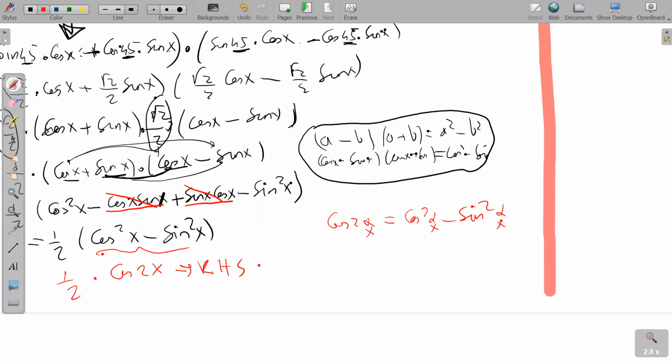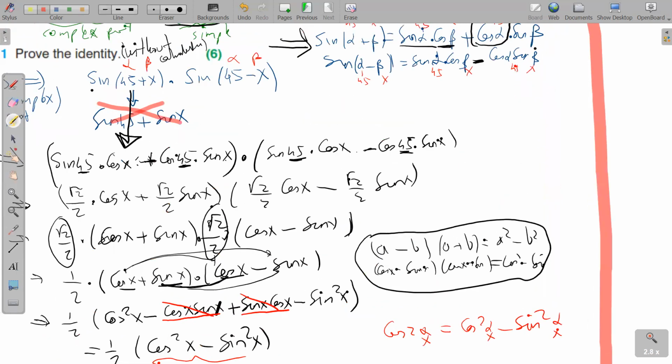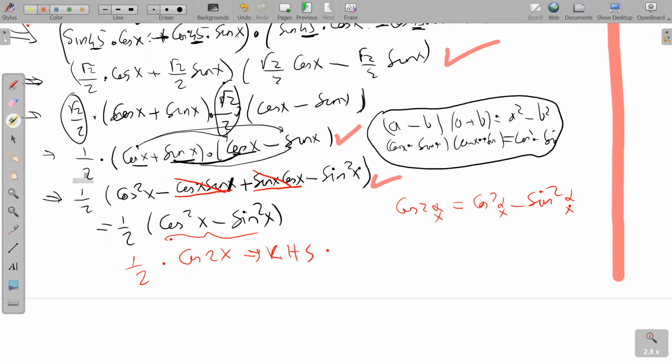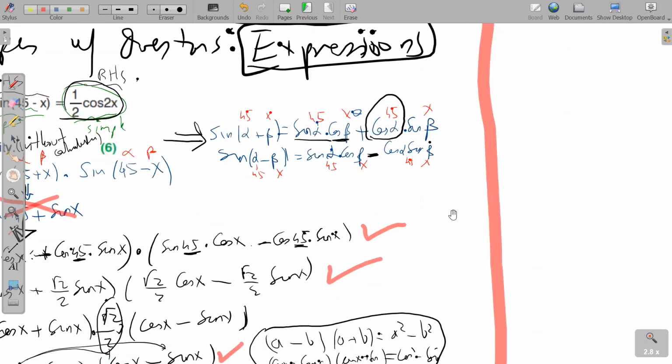How many marks? Every basic step is 1 mark. For example, this is 1 mark, and substitution 1 mark, and common bracket unfortunately no mark, but this one is 1 mark. Then open bracket 1 mark. And simplify the answer, 1 mark. How many marks? 5 marks. What about these formulas? No marks for the formulas.